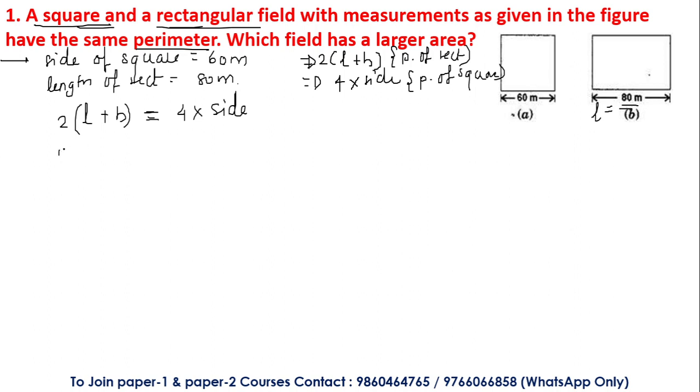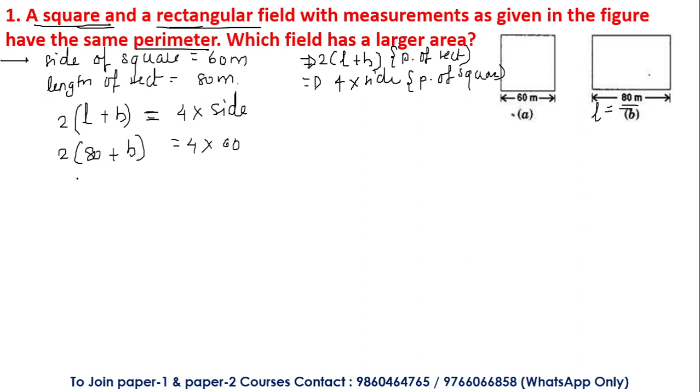Okay, so 2 into, what is the length given here? The length of the rectangular field is 80, plus breadth, which we don't know. Okay, 4 into side, we know the side of the square is given as 60 meters. So based on this I can find the value of breadth over here, right?